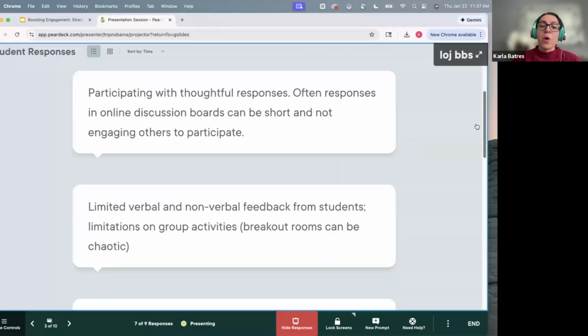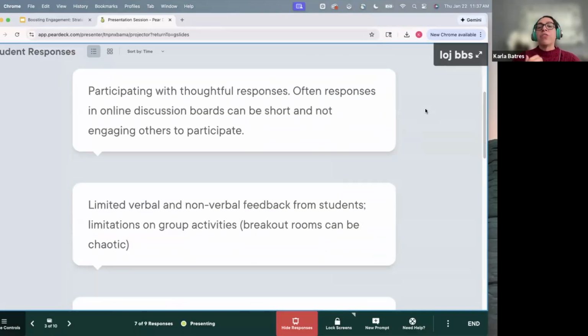Yes, absolutely. Oh, this is a great one. So participating with thoughtful responses. Has anyone else seen an increase in the use of AI in discussion boards? Like now they're just using AI to both write their discussions and also to respond to each other, or is that just me? Am I the only one that's having that problem?